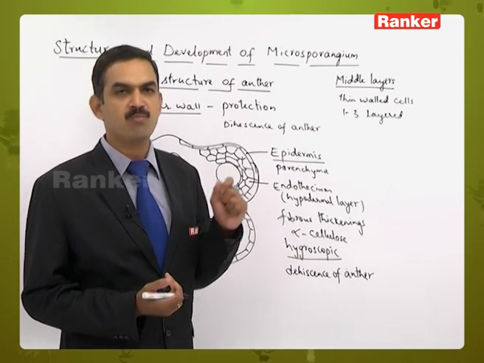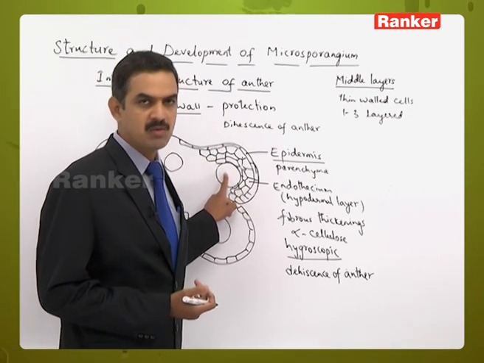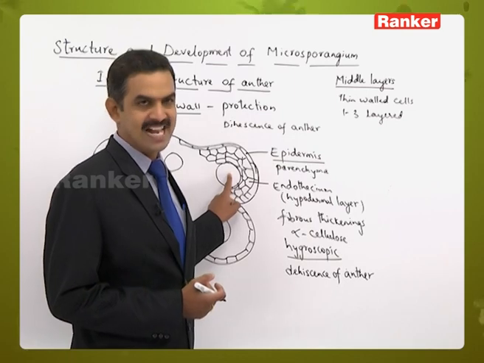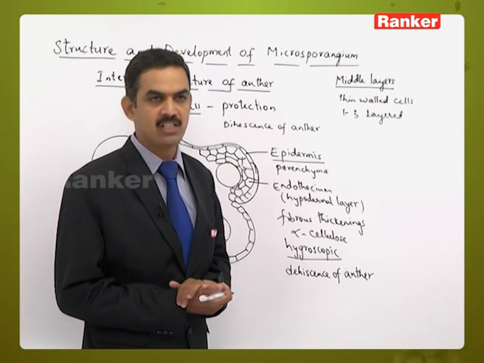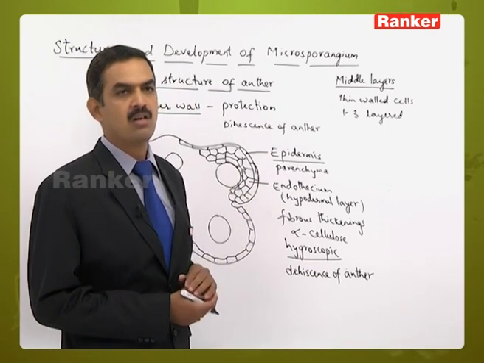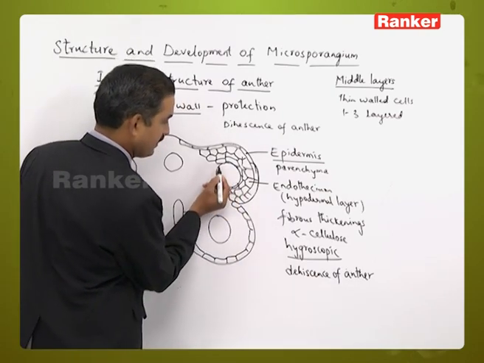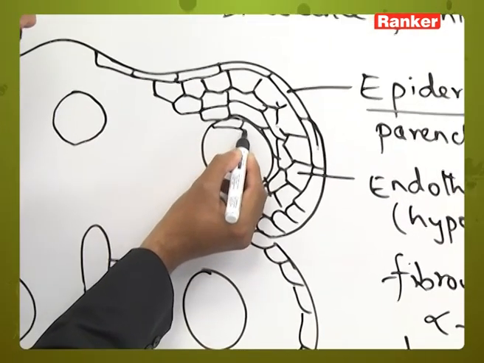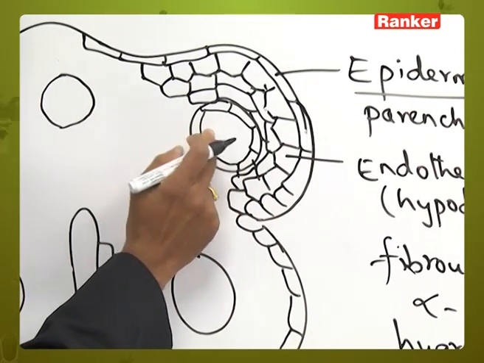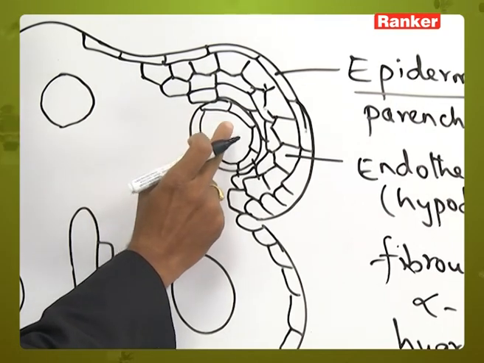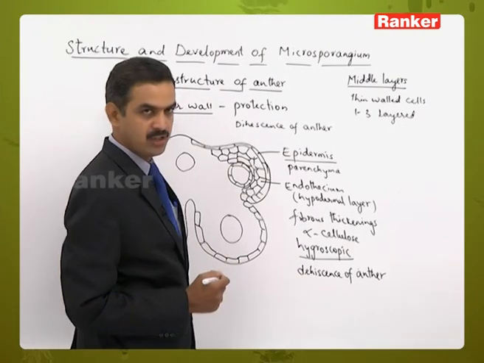Nourishment means they provide food materials to the microspore mother cells or the microspores which are present inside the pollen sacs. So they are considered to be the nourishing tissue, or the food material providing tissue, for the microspore mother cells or the microspores. And the innermost layer is called tapetum, which will encircle the sporogenous tissue present in the pollen sac. So this layer is called the tapetum tissue.